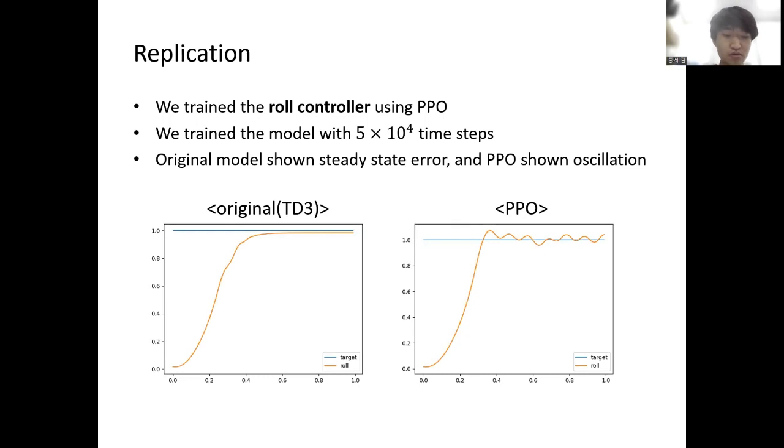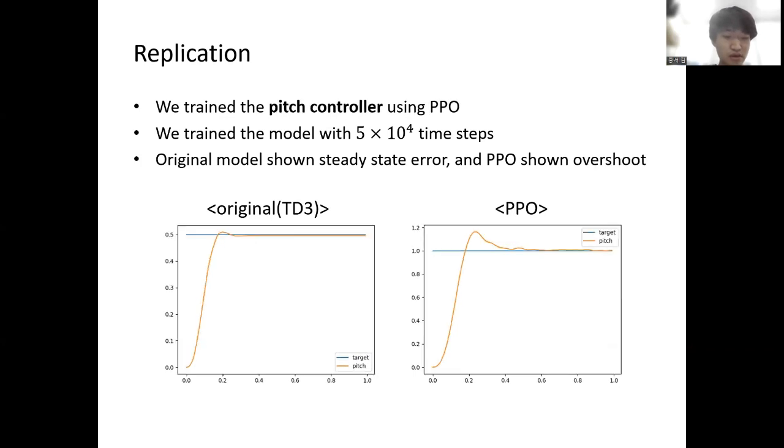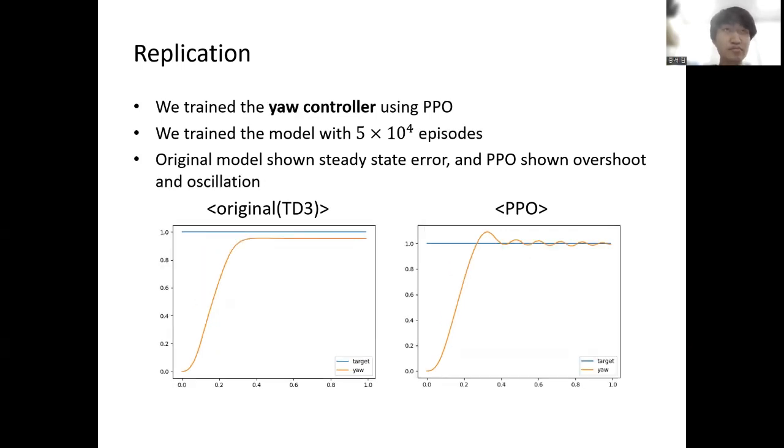First, we trained the roll controller using PPO. We trained the model with 50,000 time steps. The original model showed steady state error and PPO showed oscillation. After, we trained the pitch controller using PPO with the same total time steps. The original model showed steady state error and PPO showed some overshoot.